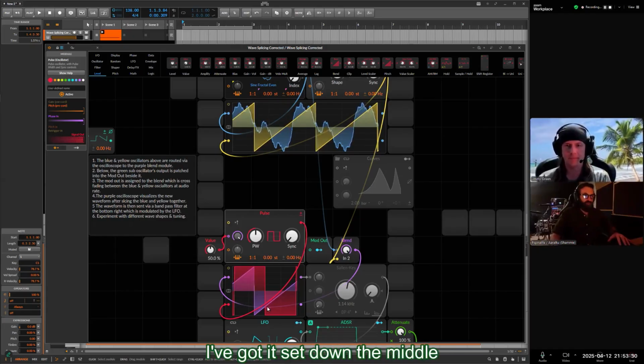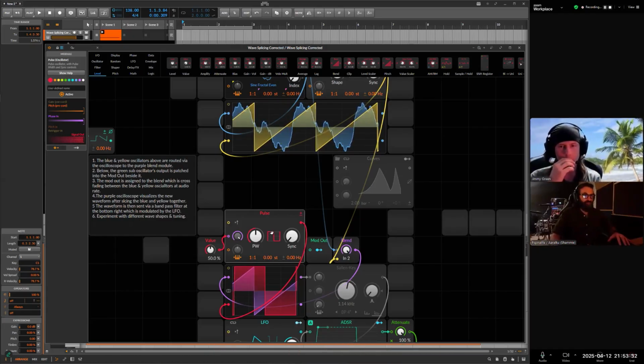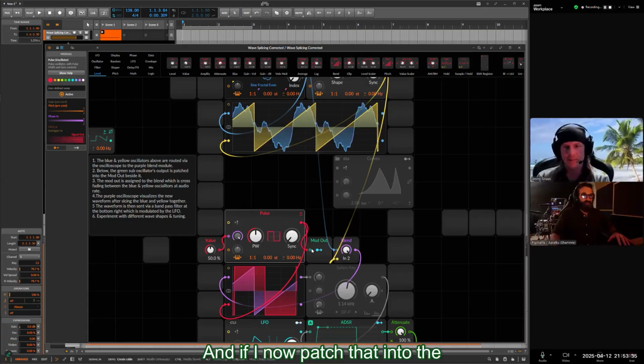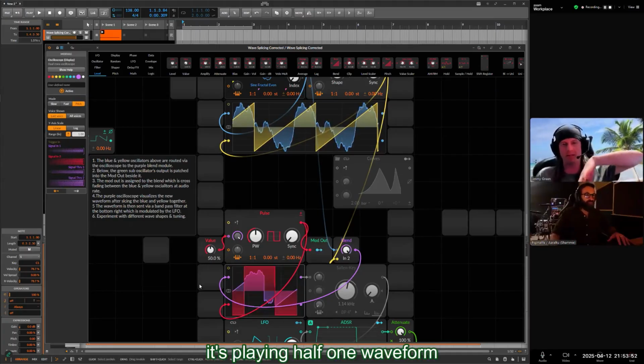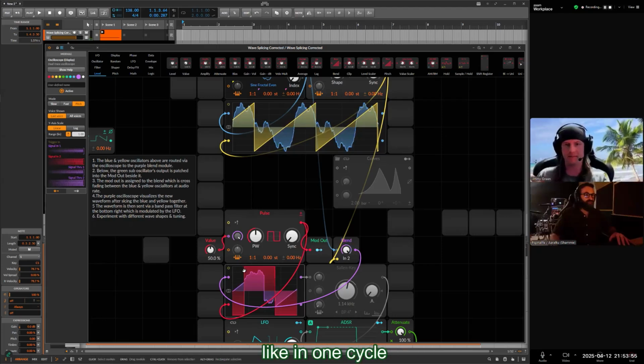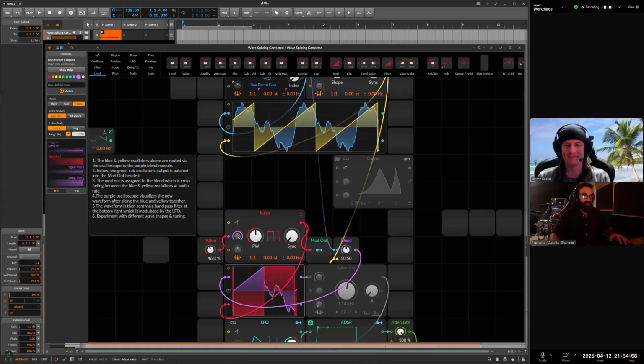Yeah, that's going into here. I've got it set down the middle with 50%, which is nice. And if I now patch that into the modulator, you can clearly see that it's playing half one waveform and then half the other in one cycle. That's crazy. Let's set this to 50-50. Yeah, I can move this around. Who comes up with this?